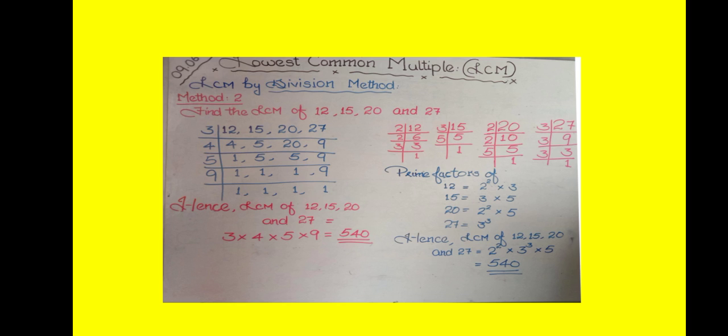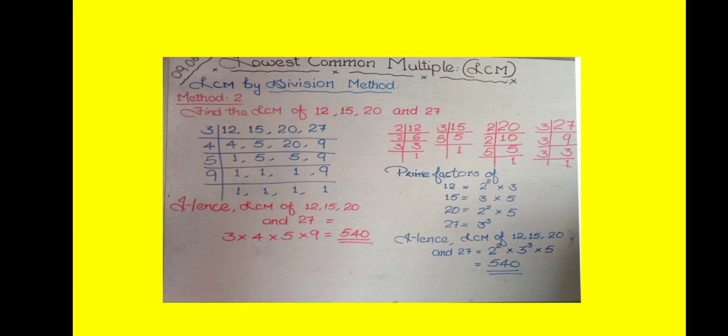Then we get 4, 5, 20 as it is brought down, then 9. Then by 4, we get 1, 5, 4 and 5 as it is brought down. Then 5 fours are 20, then 9 as it is brought down. Then we have 5, 9 brought down as it is, then by 9 we get all the remainders 1. Hence the LCM of 12, 15, 20 and 27 will be 3 into 4 into 5 into 9, that will be 540.